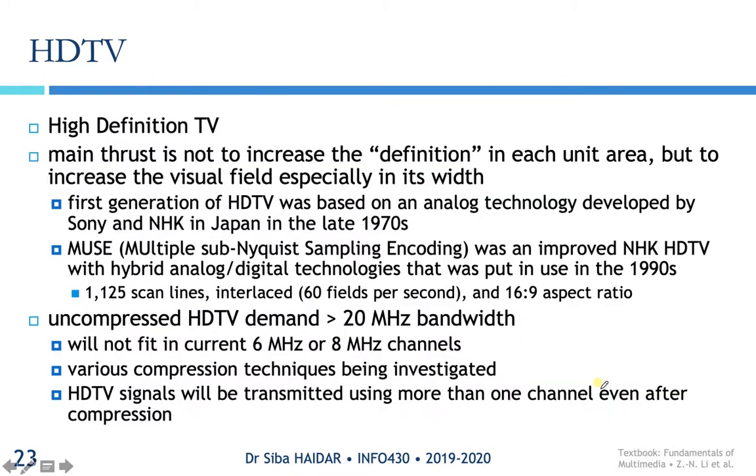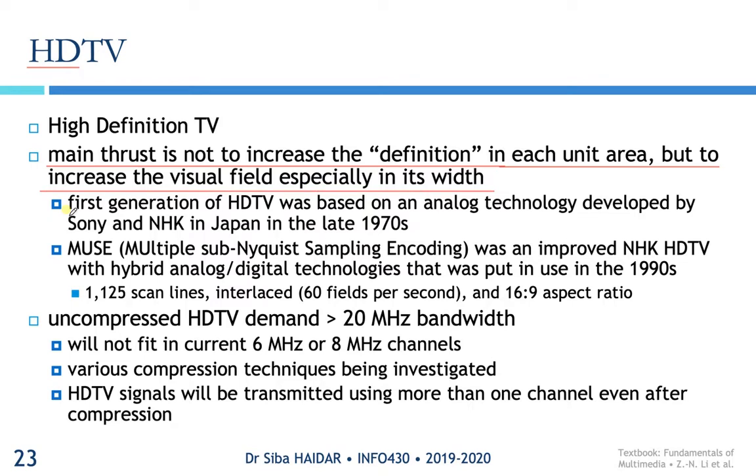So this was about our early digital video standard, and then came the high definition TV. And the main thrust for the high definition TV is not the high definition, it's the high size. So the main thrust is not to increase the definition in the sense that you understand definition, the colors of the pixels, and the reality of the image in each unit area, but to increase the visual field, especially in its width. So we wanted a larger screen, a bigger TV.